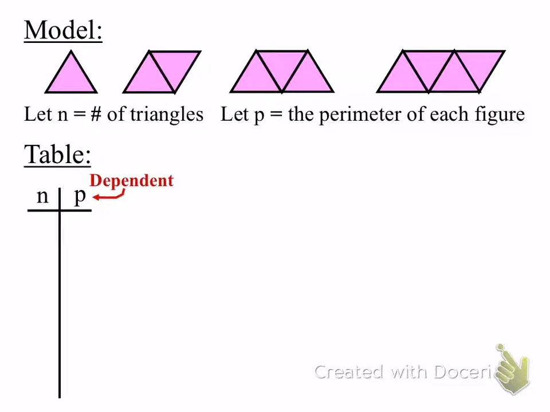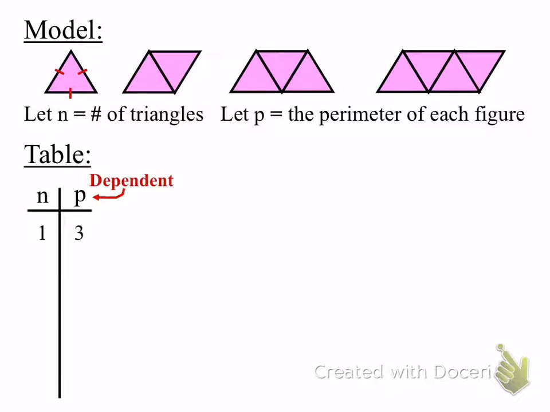Now, for N, for the first triangle, what would I write? How many triangles is the first triangle we see? Yes. One. And what would the perimeter be? Perimeter, that would be 3. 1 to 3. And we're talking 3 units. We don't know what the units are, so we're going to just call it 3.